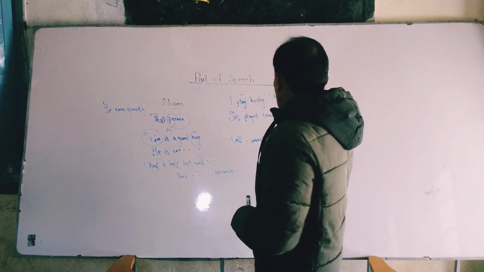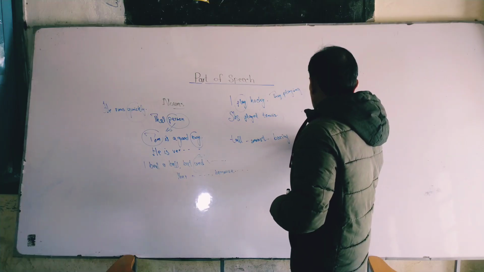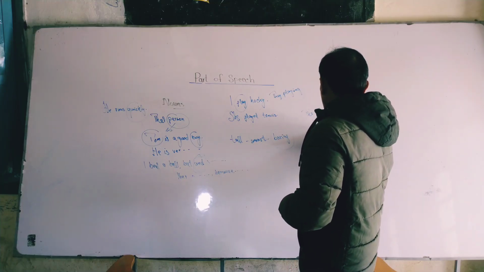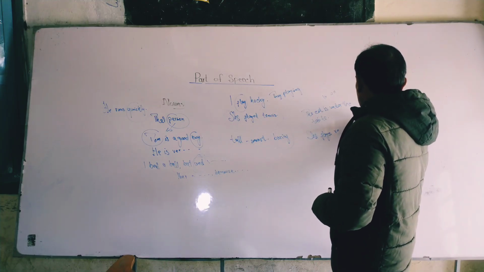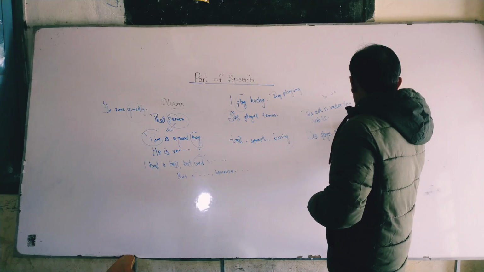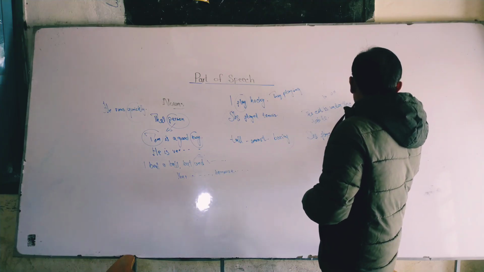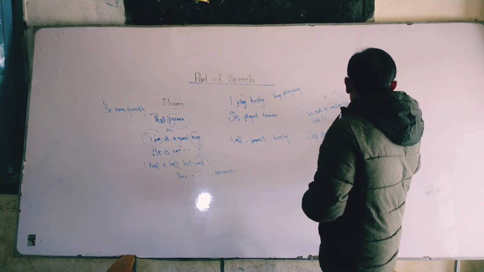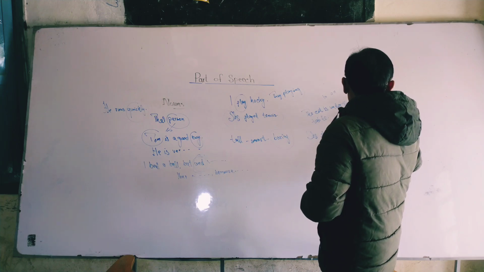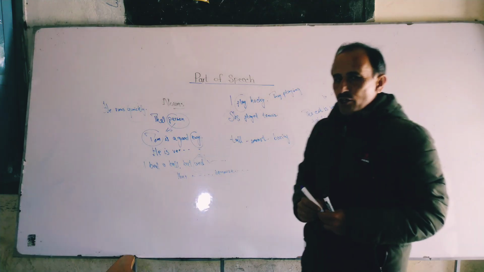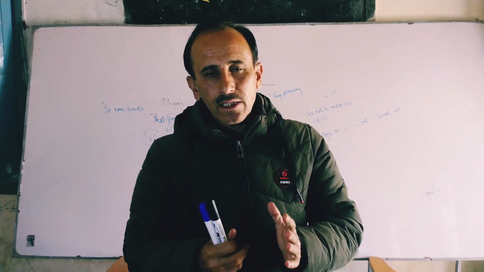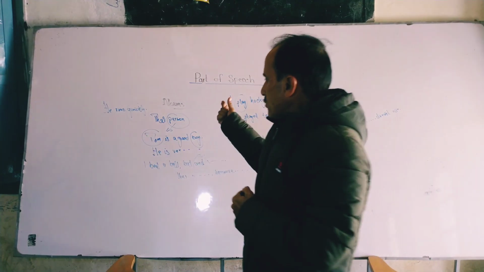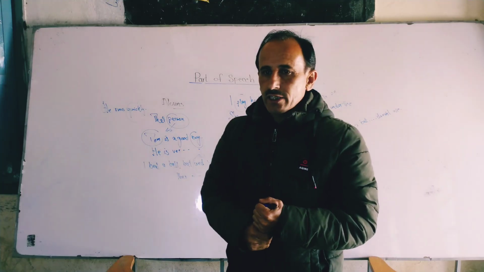For example, she plays very well, but she doesn't win. She plays very well, but she doesn't win. Like this, you can use these parts of speech in your spoken English sentences.